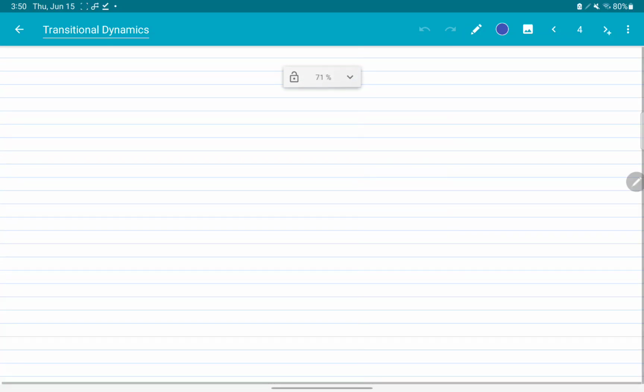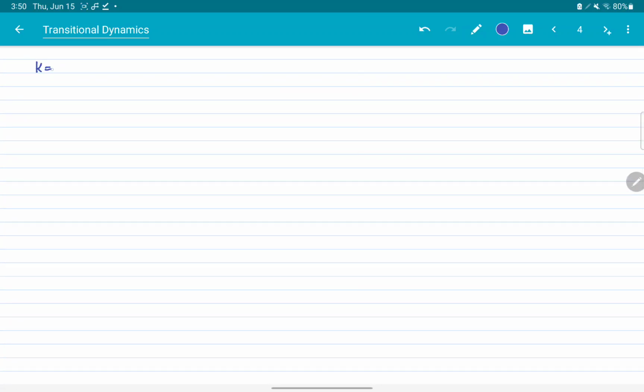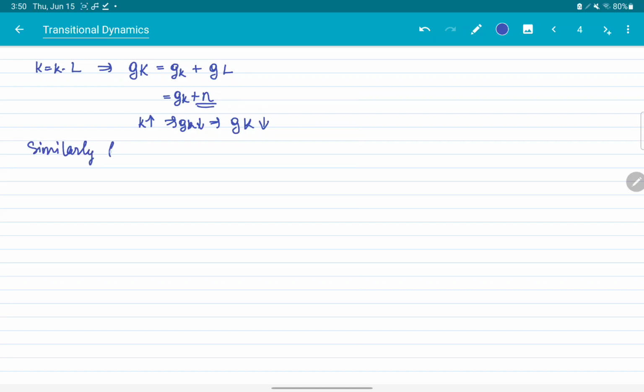Let's look at the aggregate variables then. Capital K is small k times L, which implies that g of capital K equals g of small k plus g of L, which is equal to g of small k plus n. So again, as small k goes up and we approach the steady state, g of small k goes down, which implies g of capital K also goes down, because this doesn't change. Similarly for capital Y.